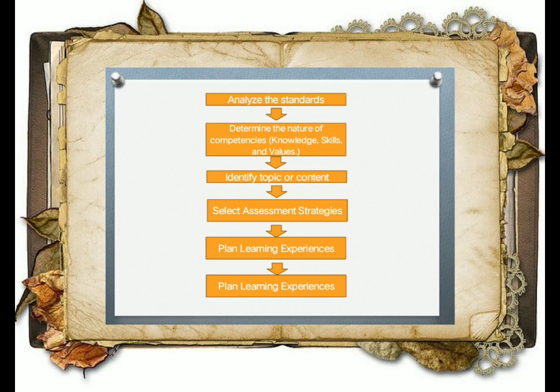Examine the figure below on unpacking standards and competencies in the curriculum guide. First is to analyze the standards. Second is to determine the nature of competencies: knowledge, skills, values. Third is to identify topic or content. Fourth, select assessment strategies. After you select assessment strategies, plan learning experience. And the last, select and design instructional materials.